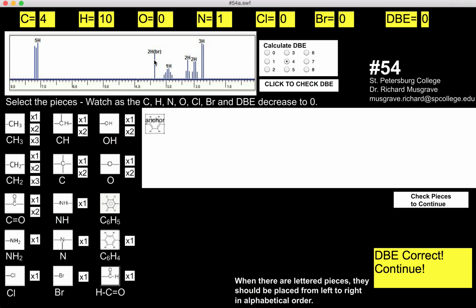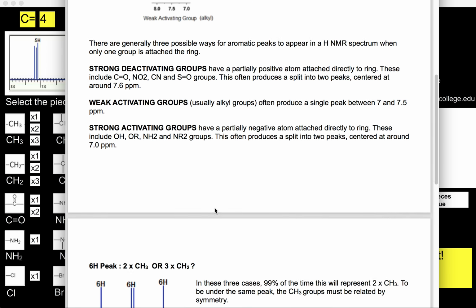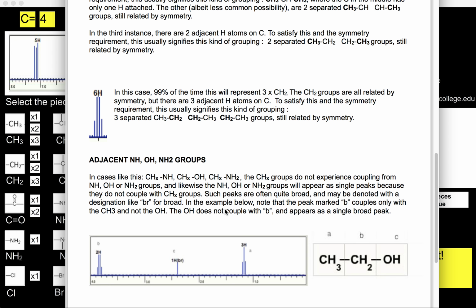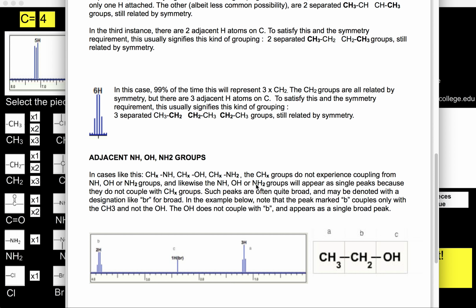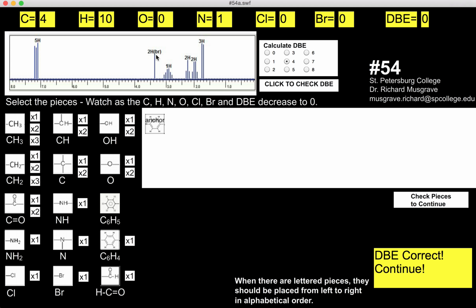Now when we're choosing a 2H and we're wondering if it's going to be a CH2 or say an NH2, what we've got to consider is how many peaks there are and whether it's broad or not. Often NH, OH or NH2 groups are going to appear as single peaks because they don't couple to the adjacent hydrogens, and that's because these are hydrogens on atoms that aren't carbon atoms. So when you see a 2H broad, especially with the Br here, the Br will indicate that it's a broad peak and it's most likely an NH2.